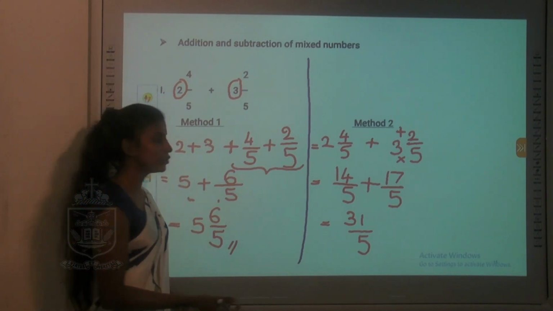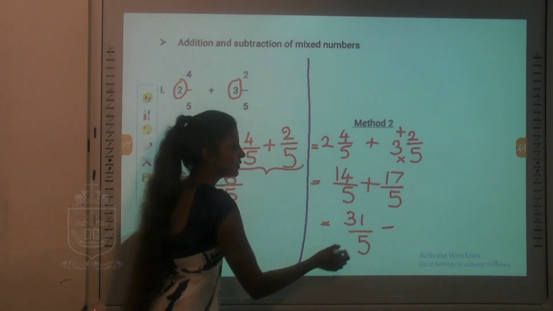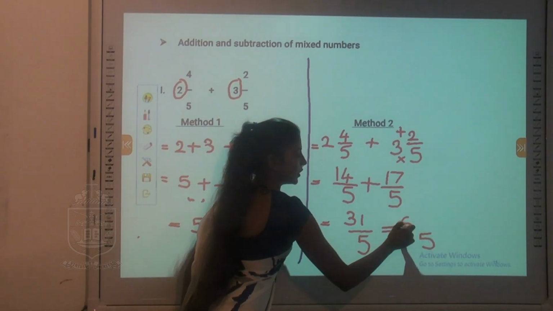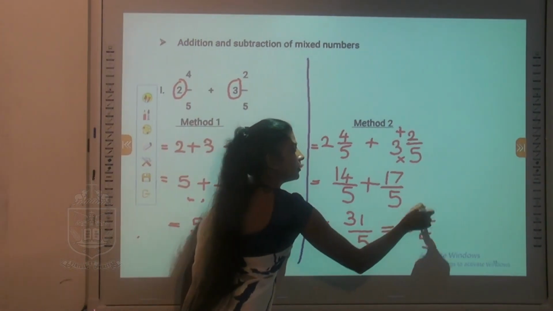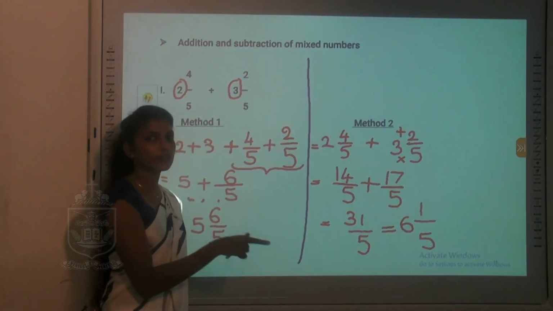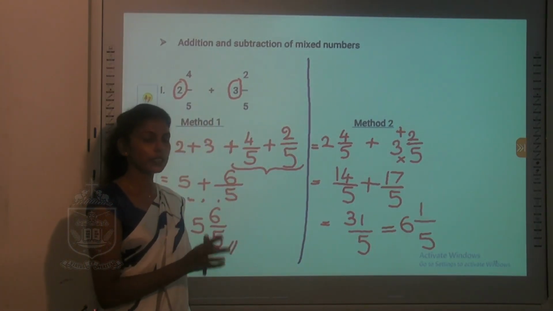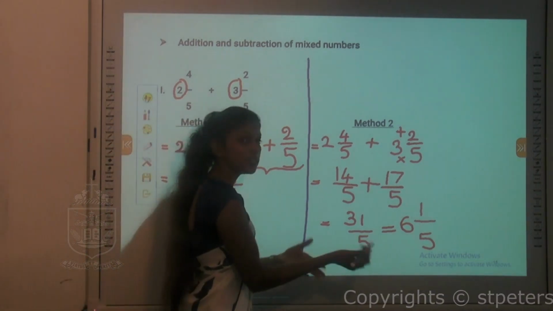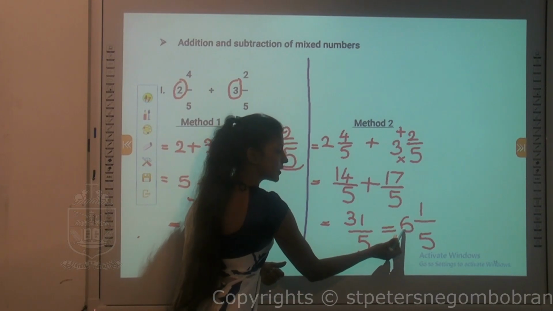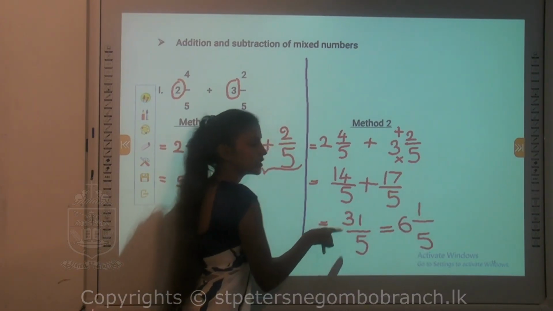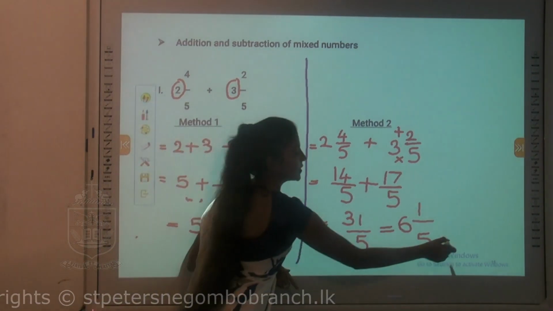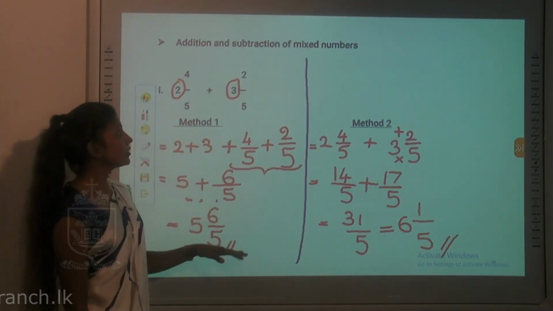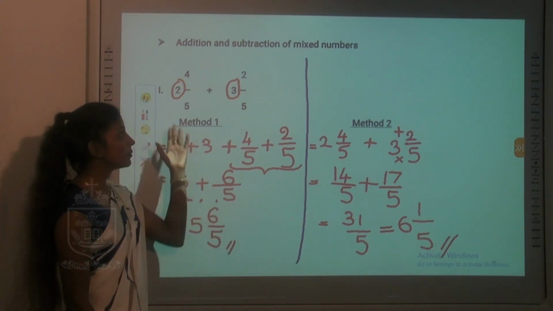How can we convert it into a mixed number? 5 times 6, we know it is 30. 30 plus 1 will give you 31. So actually you all can use the division method or the other method. But here I have obtained the answer directly. But you can recheck your answer. 5 times 6, 30. 30 plus 1, 31. So you all can see the answer is obtained like that. So that is the way of doing addition with mixed numbers.